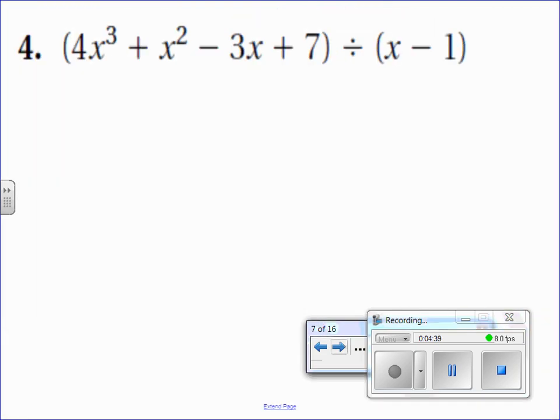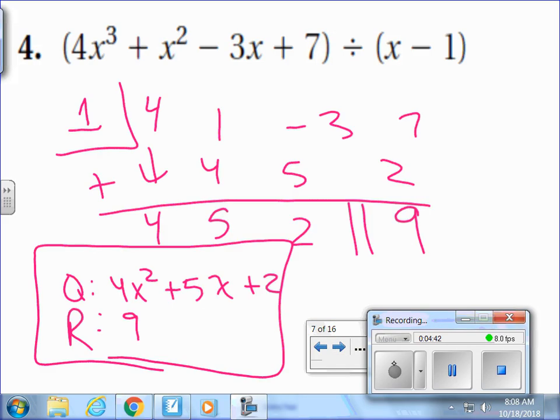Okay, maybe do one more board buddy. Do another board buddy. All right, hey board buddies, we end up putting a 1 in our box for our setup and getting 4x squared, 5x plus 2, and 9 as a remainder. So how'd it go if you were not at the board? Pretty good. I'm seeing a couple thumbs up.